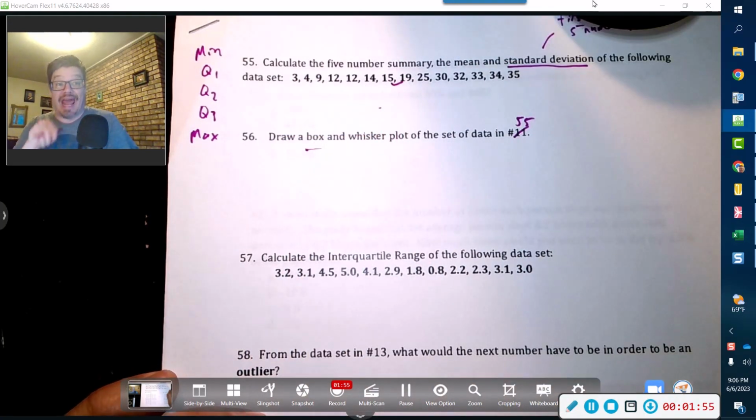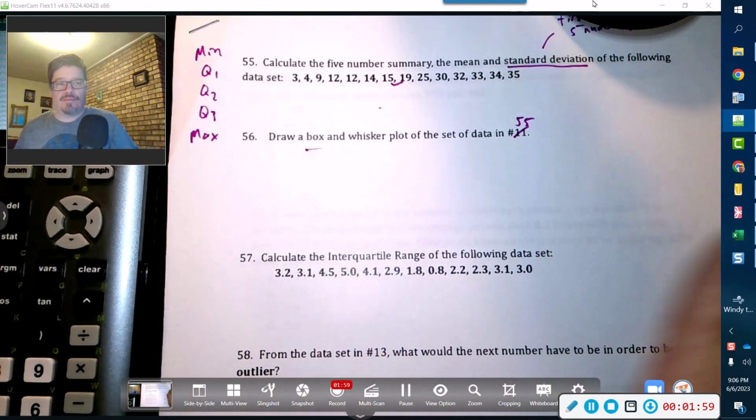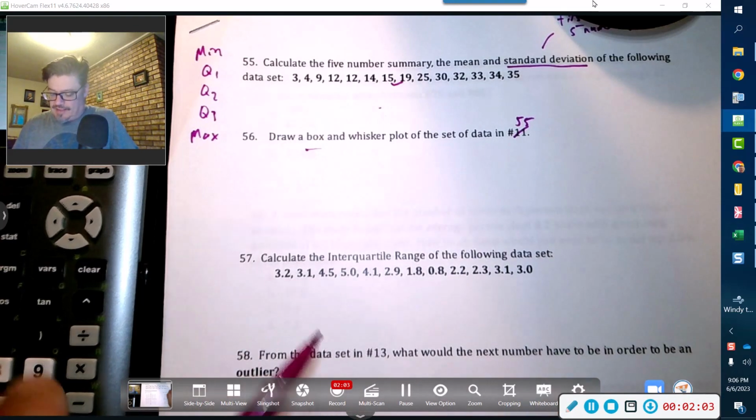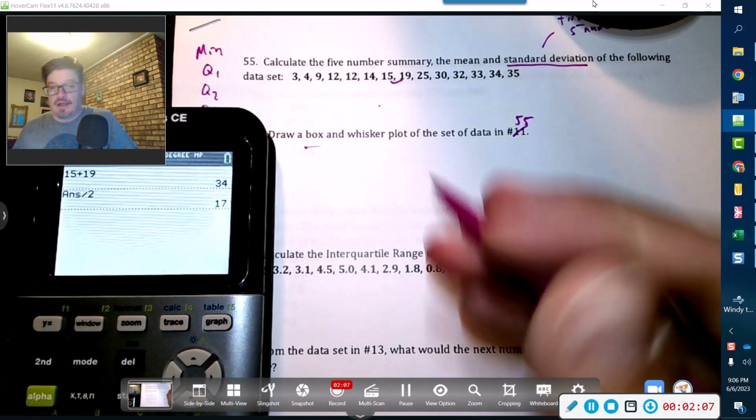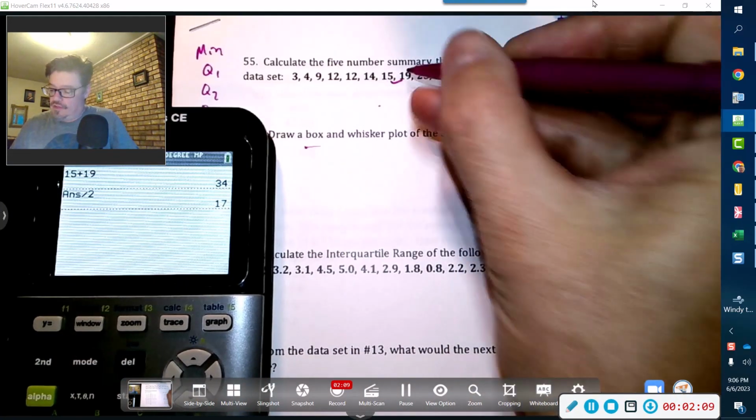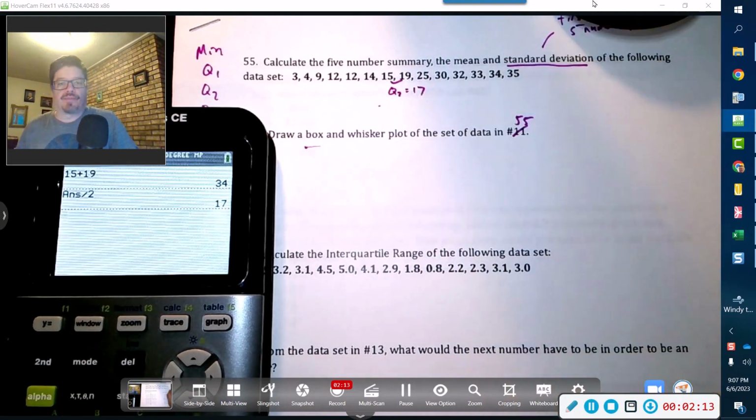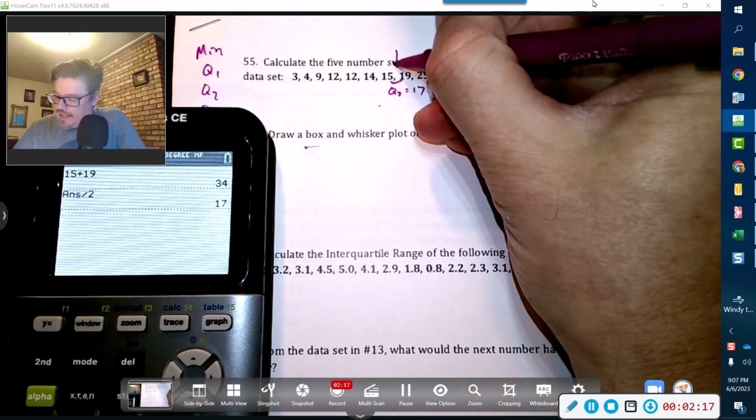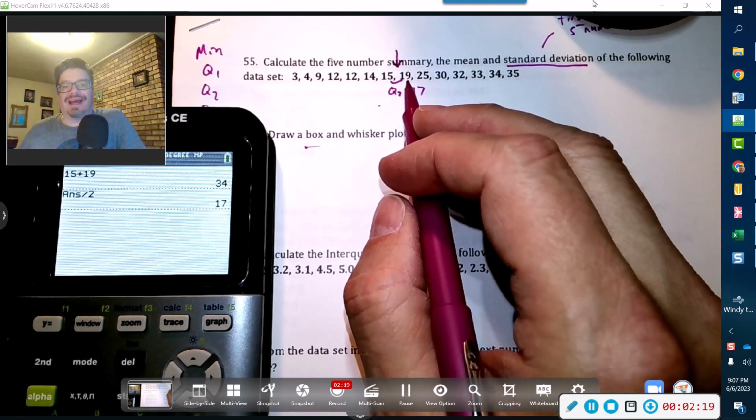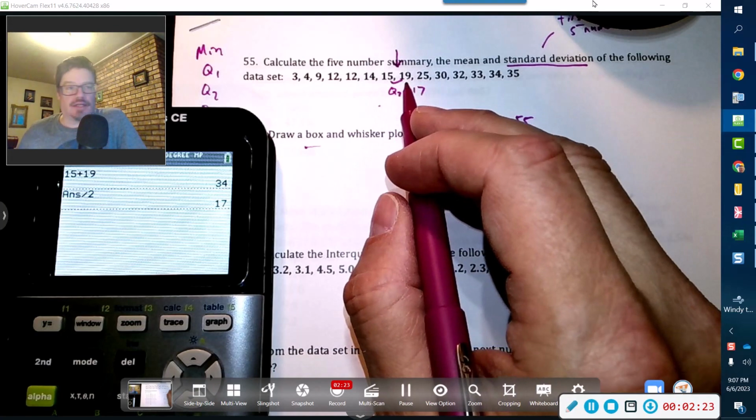So I need the average. Now I'm going to calculate the average of that, or just figure out where the middle is. The middle is 17. So 15 plus 19, divided by 2, is going to give us 17. So we are right there. Q2 is 17. Now this means that since Q2 is right here, I can actually include 19 as part of my half here. 19 is not Q2.